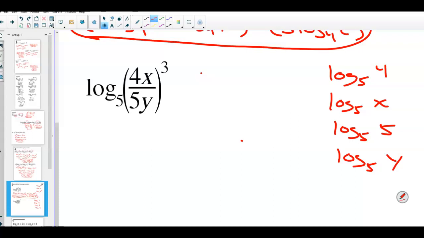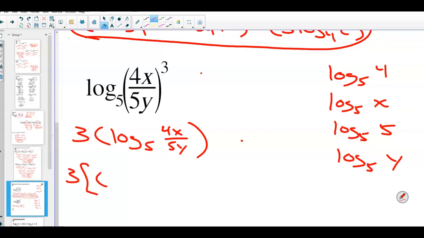My advice here is, because you have the 3 on the outside, I would throw the 3 to the front immediately, and leave everything else in parentheses. And now, as I said earlier, we put parentheses around the numerator, and we put parentheses around the denominator.